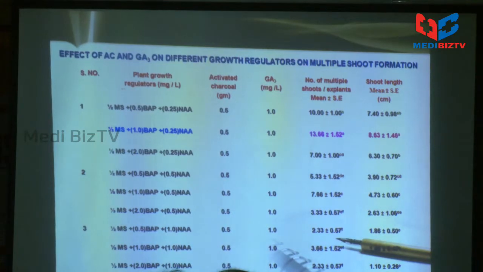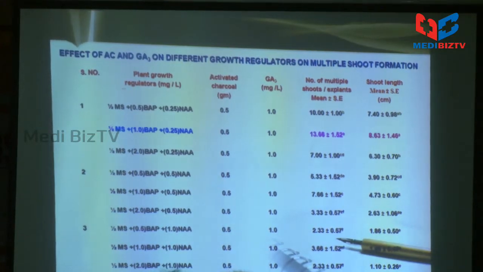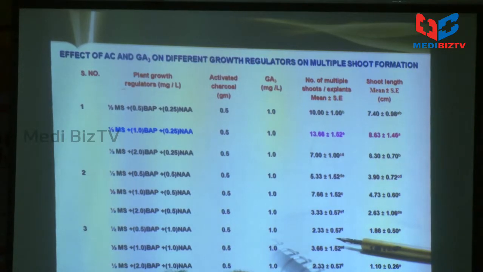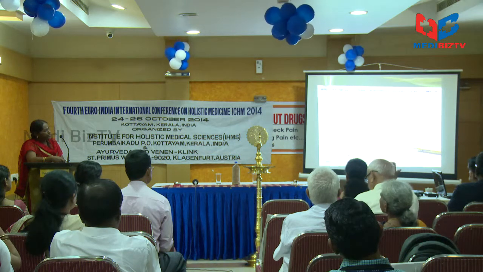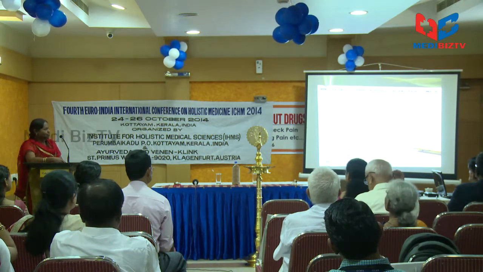This table shows the effect of activated charcoal and GA3 on different growth regulators on multiple shoot formation. Of the various plant growth regulators tested, half strength MS medium at 1 BAP plus 0.25 NAA with the addition of 0.5 gram of activated charcoal and 1 ml of GA3 induced maximum number of shoots, that is 13.66 plus or minus 1.52 with the shoot length of 8.63 plus or minus 1.46.